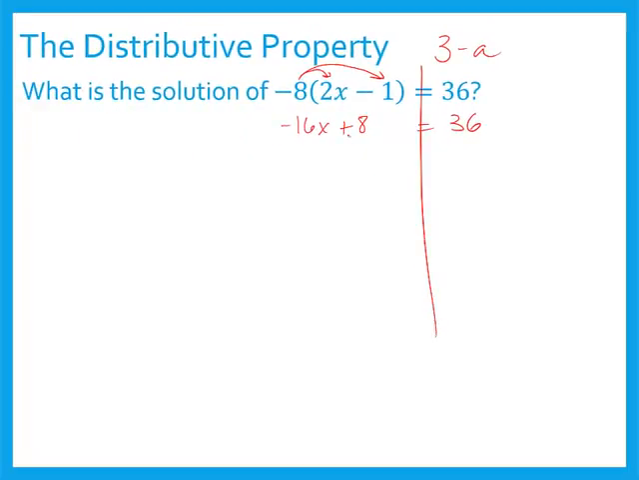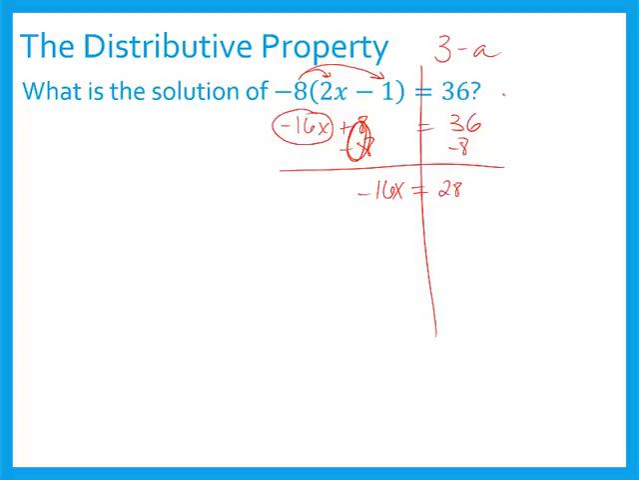Now we need to isolate the variable. So circle the term that has the variable in it, negative 16x, and get rid of whatever is next to it. So subtract 8 from both sides. 8 minus 8 cancels, and you'll have negative 16x left. And 36 minus 8 is going to be 28.